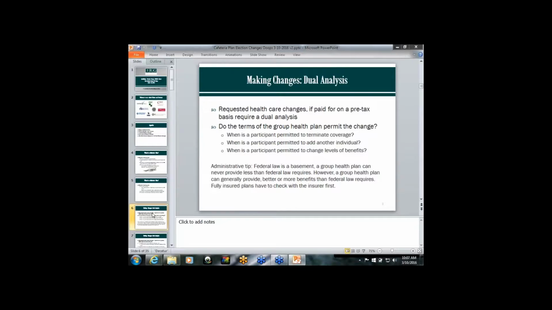Other things that you would look at under the terms of your plan: when is it permitted to add another person? You get those questions all the time. Or when can someone change levels of benefits, just like in our example?